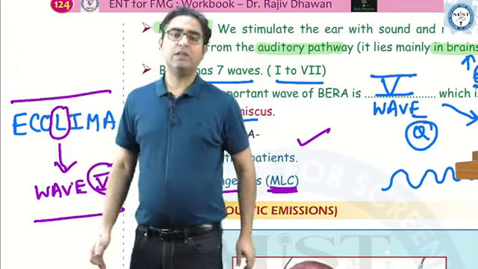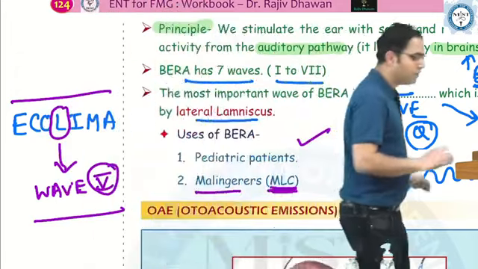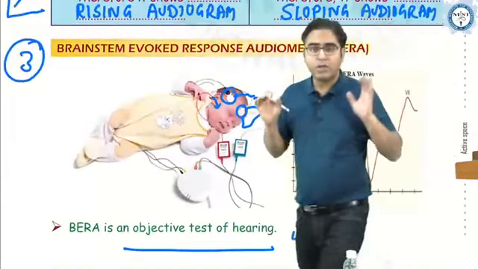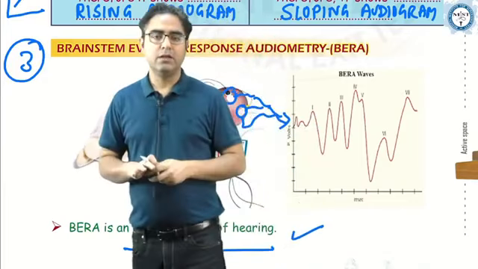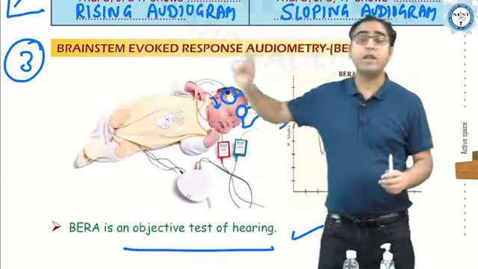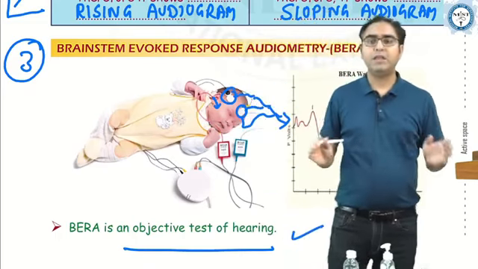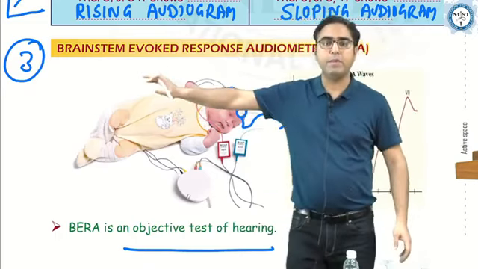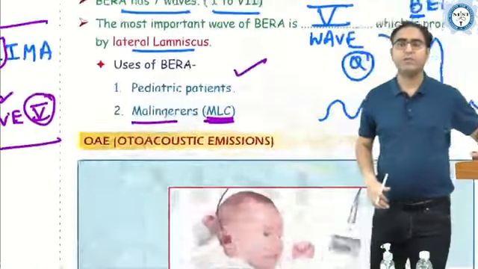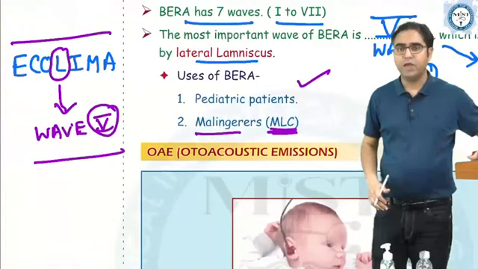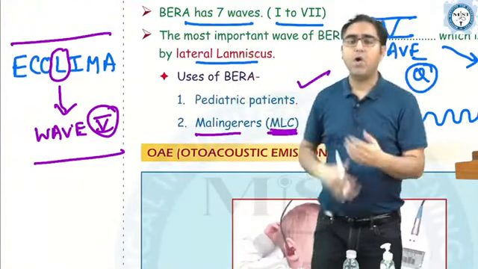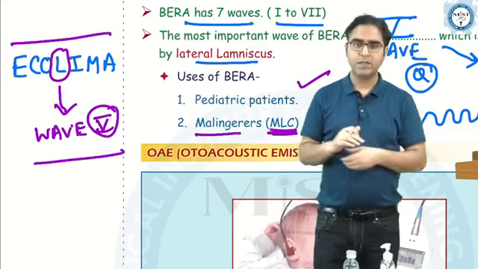Let us revise once again. What is the name of this test? BERA. What is the full form of BERA, beta? Brainstem evoked response audiometry. We give sound to the ear and we record electrical activity from the auditory pathway, which mainly lies in the brainstem area. That's why B for brainstem. It has 7 waves, but the most important wave of BERA is wave 5, and it is produced by lateral lemniscus. It's mainly done in children or for medico-legal cases.